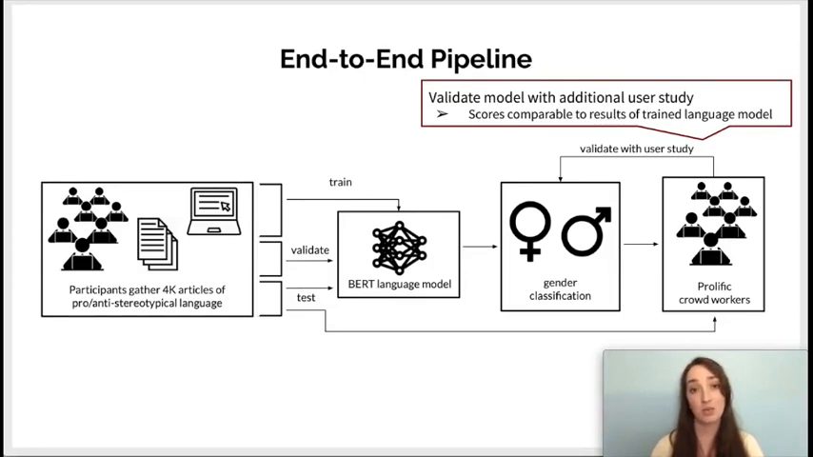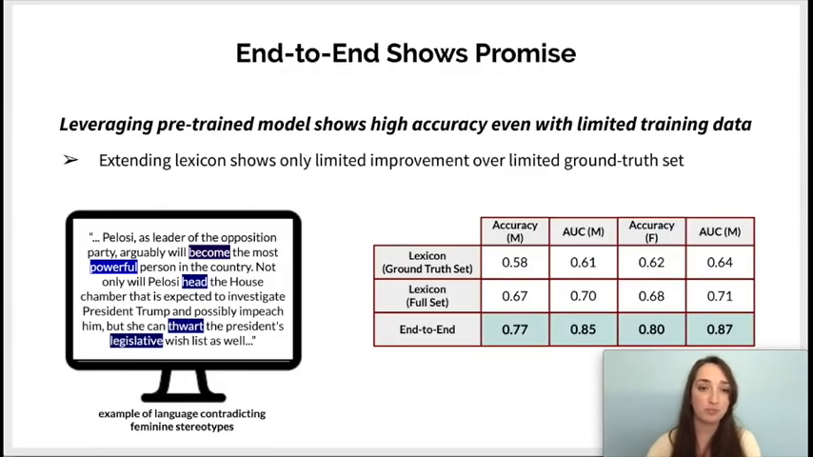In order to validate our initial user study labeled data, we used our same testing data again and performed an additional user study with different participants, and we found the results were comparable. So we believe that our model is representative of typical US population. With this, we think that our end-to-end result shows promise. Even with considerably limited training data, we were able to find high accuracy. Even after extending the lexicon beyond the ground truth dataset to the full dataset of our verbs and adjectives, it still does not compare to the results of our end-to-end.